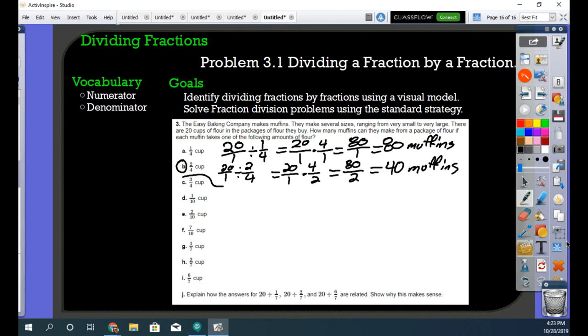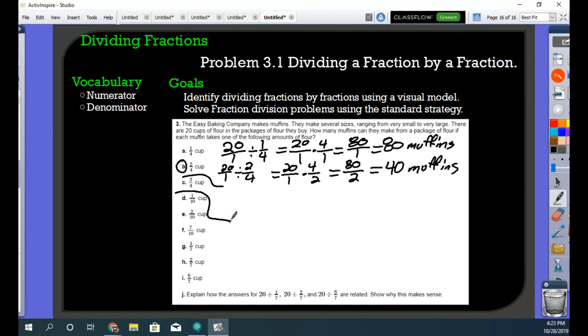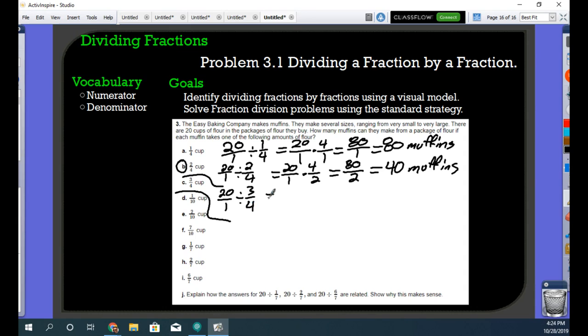This time I end up with 2 in the denominator, and now I have 40 muffins. Interesting. Now we're going to go 3/4. I'm going to switch gears once we get to tenths. So here's 3/4. Same process. 20 over 1 divided by 3/4. 20 over 1, multiplying now. Flip the second fraction. Now it's 4/3.